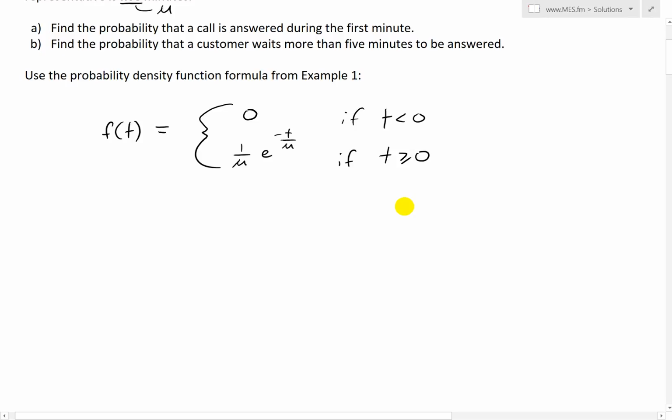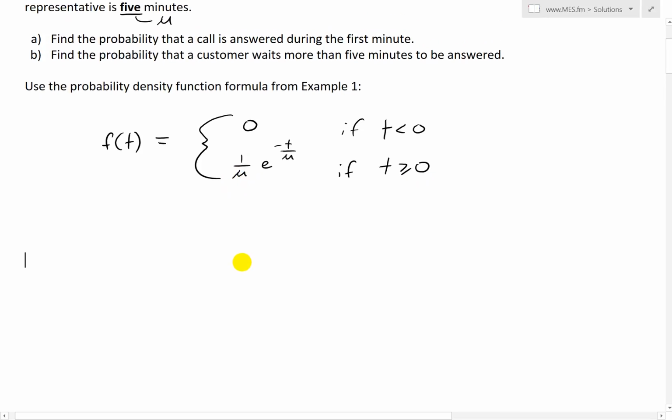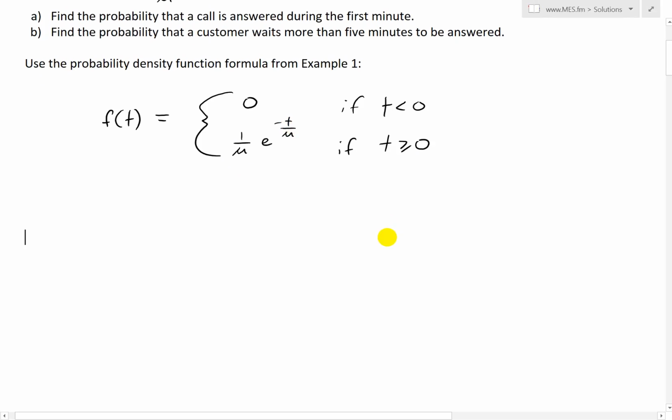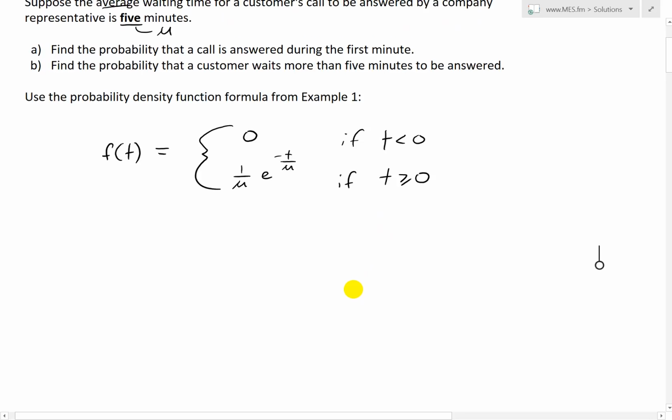I showed in my last video that the probability density function f of t is equal to 0 if t is less than 0, because you're not going to get a call answered before you even make a call. It doesn't make sense. And when t is greater than or equal to 0, it's equal to 1 over mu, where mu is the average waiting time or the mean value, times e to the power of negative t divided by mu. So this is a decreasing exponential function. You can learn more about this in my earlier videos and the video links below.